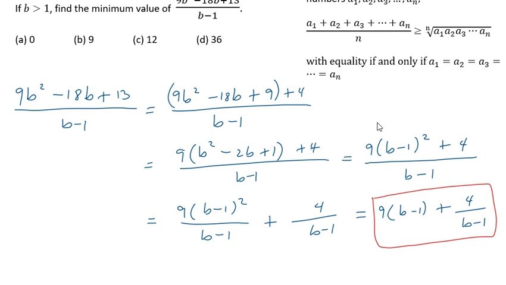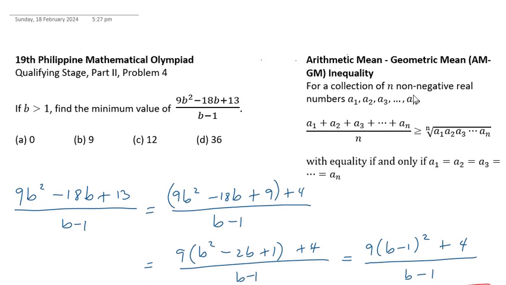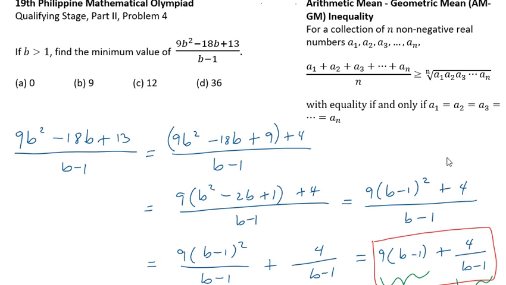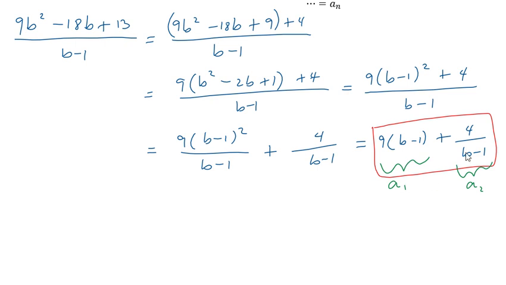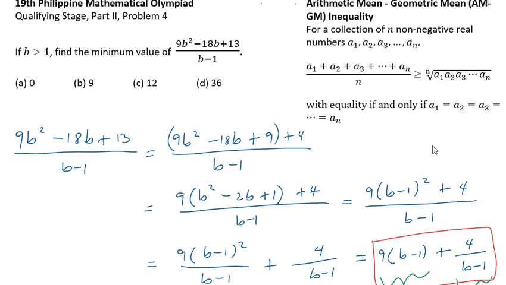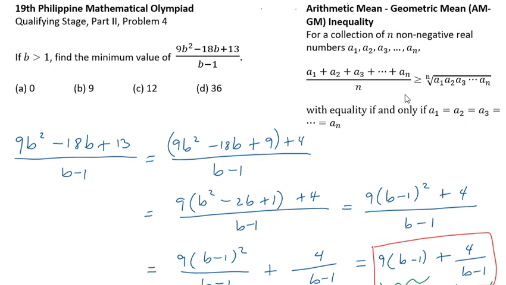because if we treat this number as a sub 1, this number as a sub 2, and then follow the AM-GM inequality, we eliminate the variable b in the right hand side, because take note, we will just multiply these two numbers, right? And so the numerator and denominator will have a common factor of b minus 1, so we can cancel that, and we are left with a constant in the right hand side. Okay, now let's apply the AM-GM inequality.